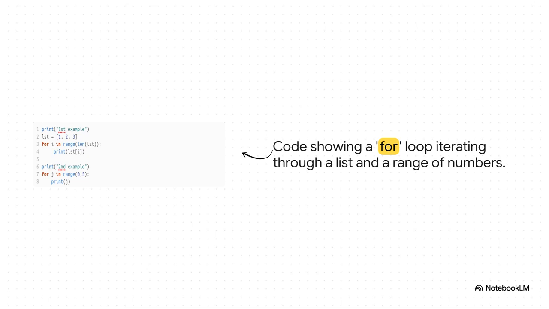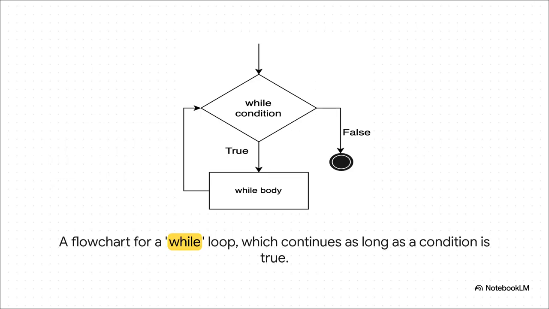The second one uses this handy range function to create a sequence on the fly, from 0 up to 4, printing each of those numbers in turn. Now, a while loop has a slightly different job. It checks a condition before every single time it runs. As long as that condition is true, it'll execute its code. But the second that condition becomes false, the loop stops cold.